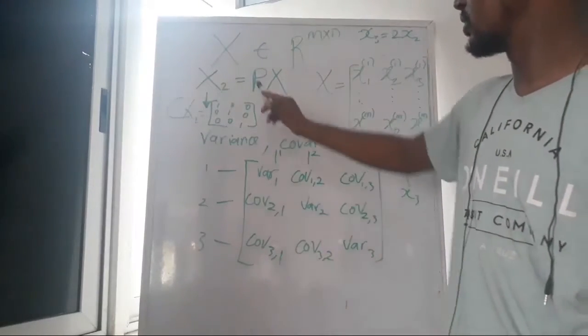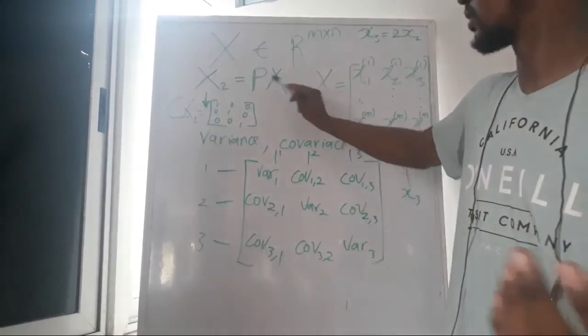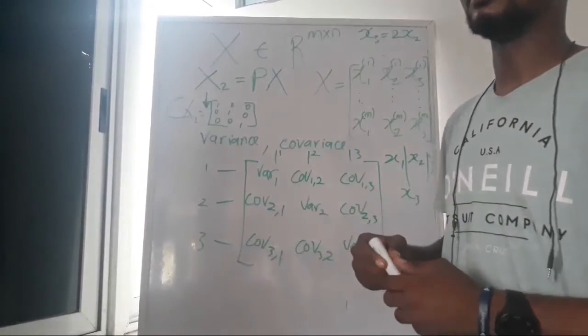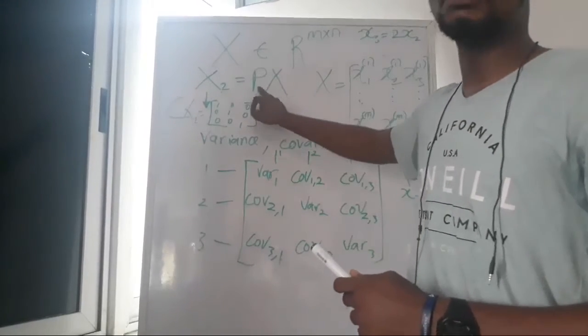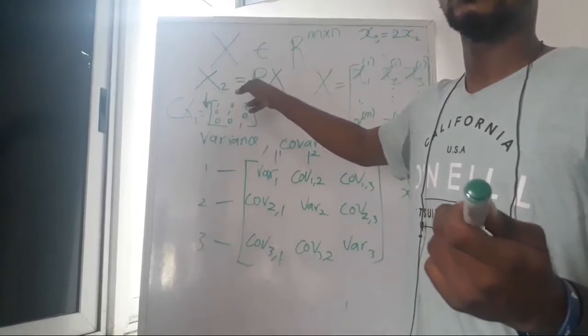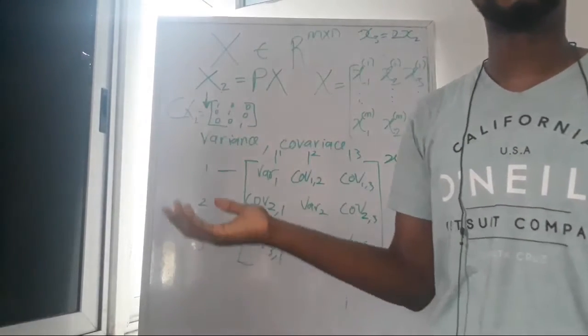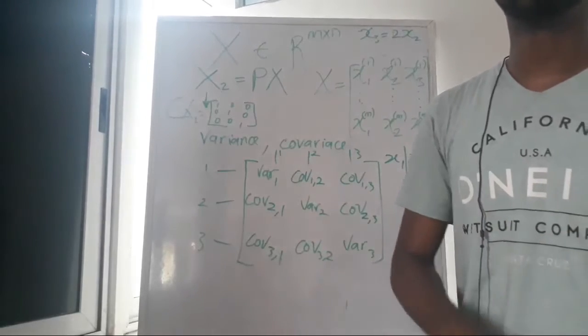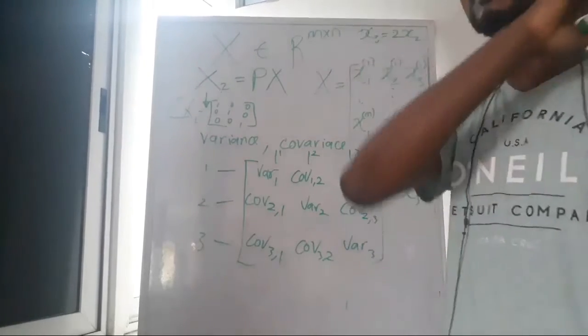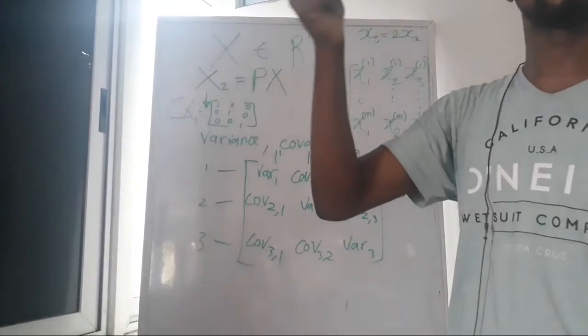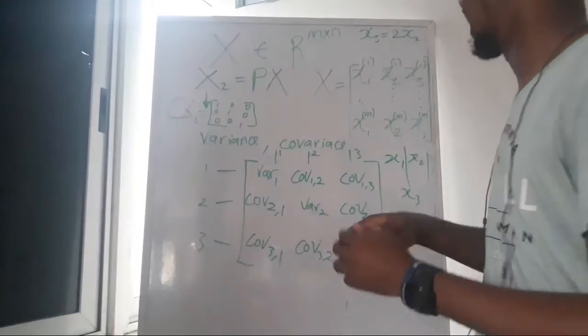So when you do this transformation, you get this, and what should P be? I said earlier that P is a matrix of eigenvectors. Yeah, you guys are smart.